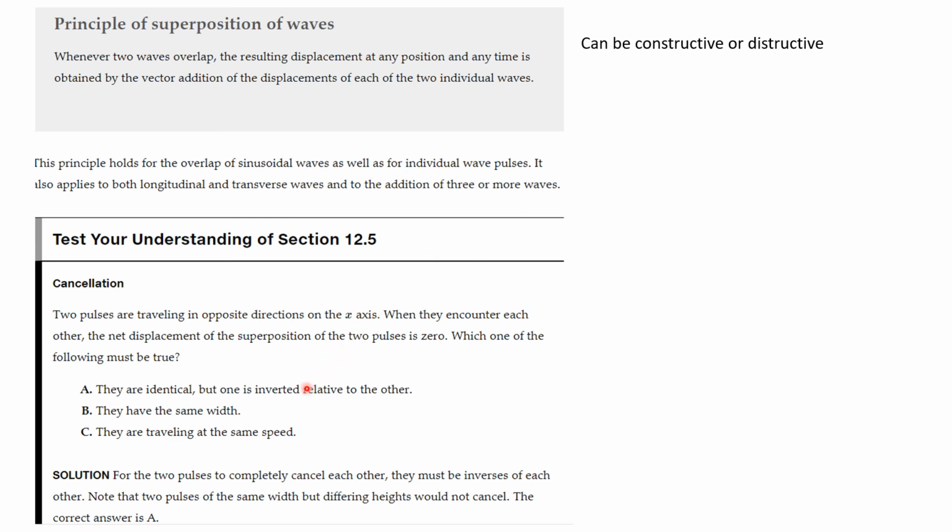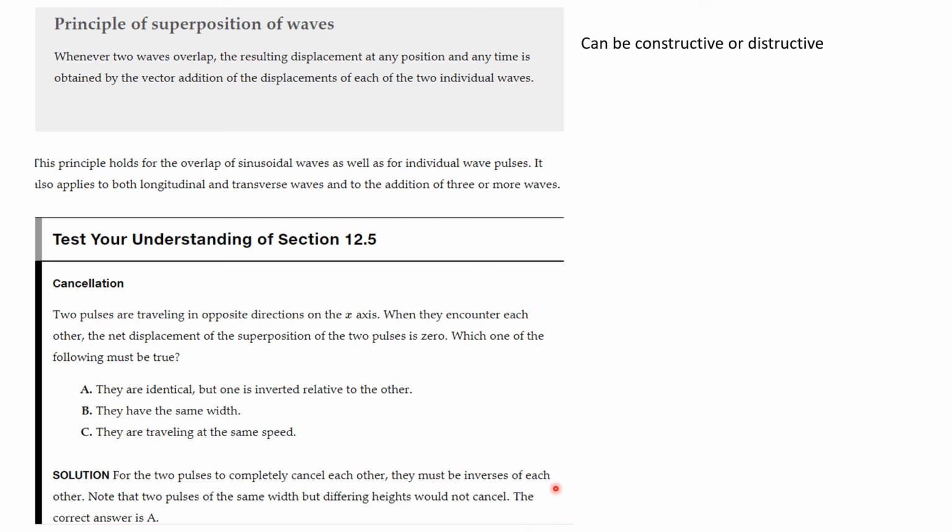Let's test our understanding of this. Two pulses are traveling in opposite directions on the x-axis. When they encounter each other, the net displacement of the superposition of the two pulses is 0. Which of the following things must be true? They are identical, but one is inverted relative to the other. They have the same width. They are traveling at the same speed.